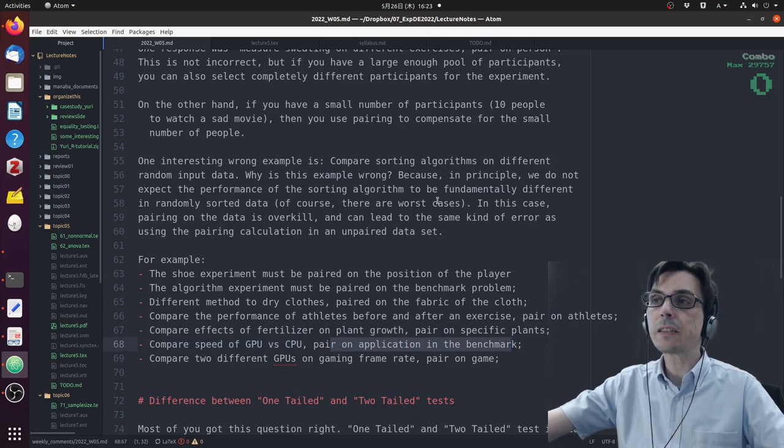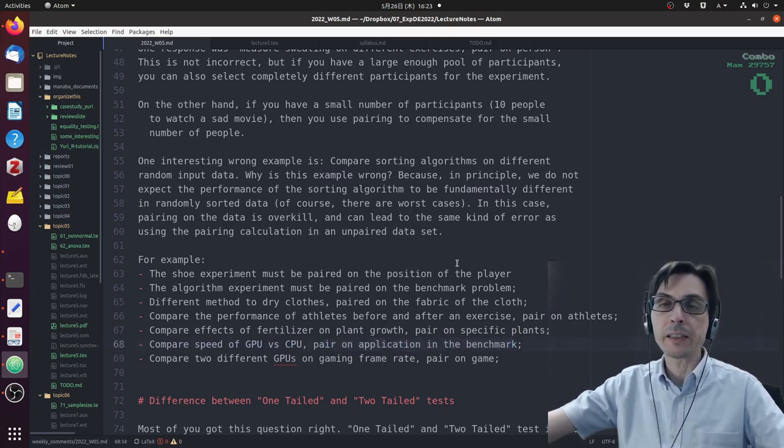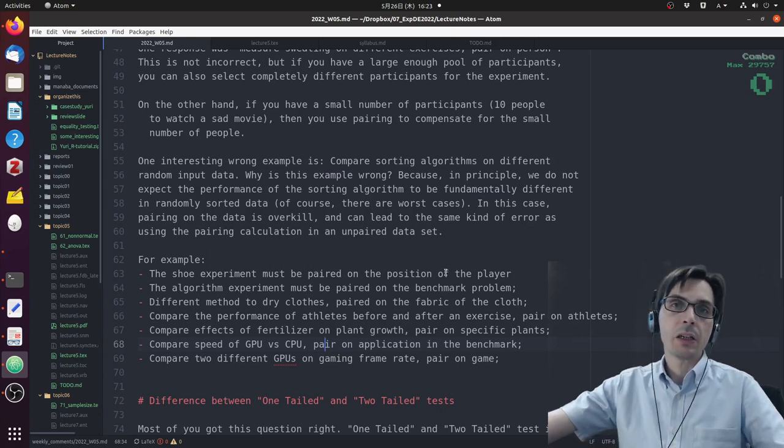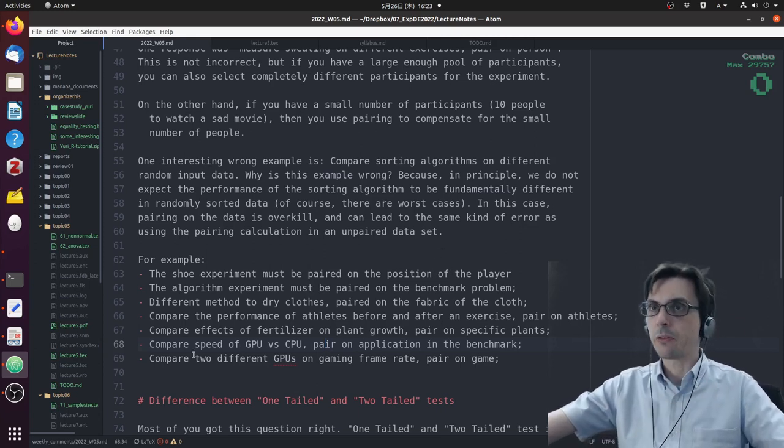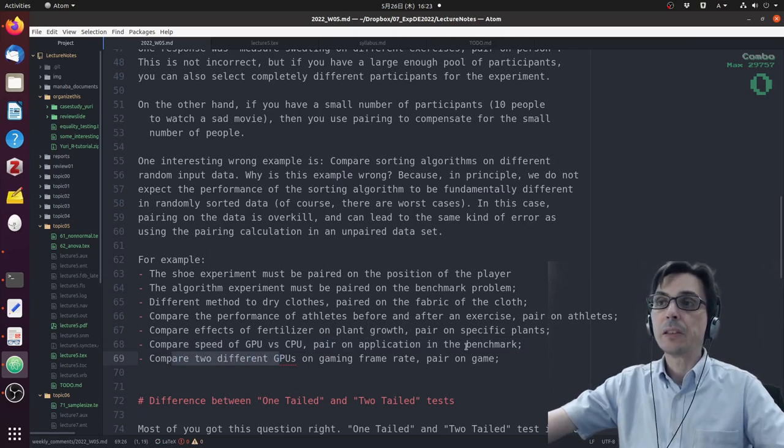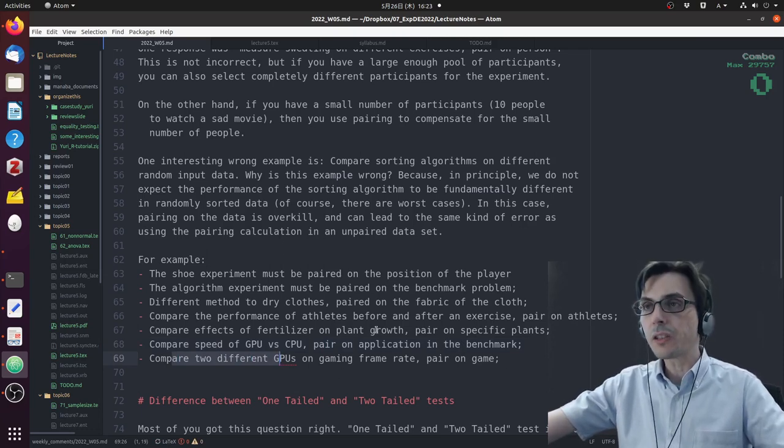So you see that to answer this question, we always say pair on this, pair on that. That's the answer. That's the main part of the answer for this question. Compare two different GPUs, pair on game. Note that also the answer does not need to be very long, okay?